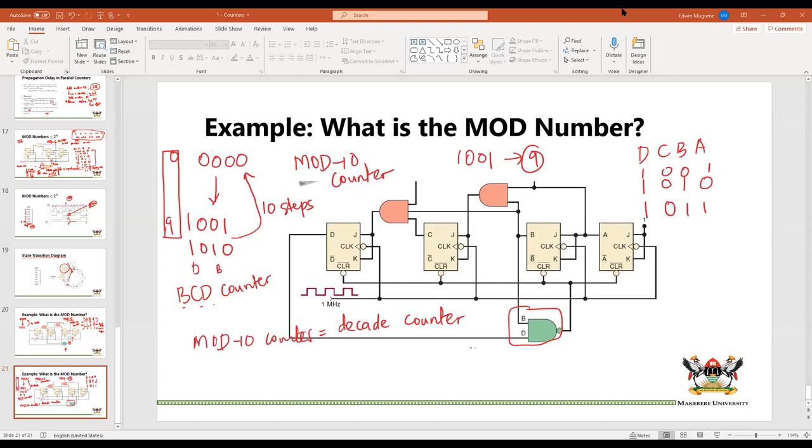Very good. So we have seen that it is mod 10, which is fine. Thank you very much. So let me give you a question here. If my clock pulse frequency is 30 kilohertz, what is the output frequency of this decade counter? And when I say output frequency, I mean F out of D, the frequency of D.